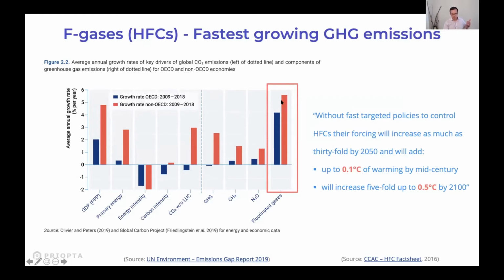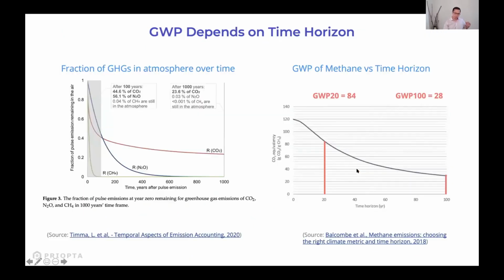And so this was a big cause for concern, because HFCs, fluorinated gases, are used as refrigerants in our mechanical systems, but they're also used as blowing agents in our insulation. And a couple of years back, there were some projections that if we don't act on this alone, it could potentially increase global temperature by 0.1 degrees Celsius by mid-century and 0.5 degrees by 2100. So a very significant factor to look into.